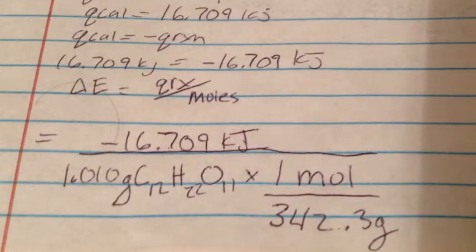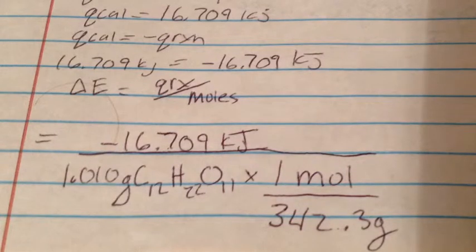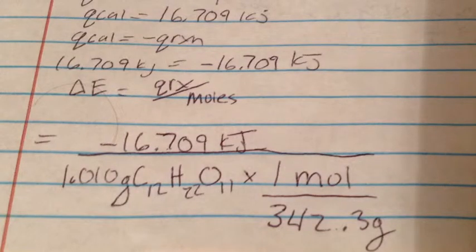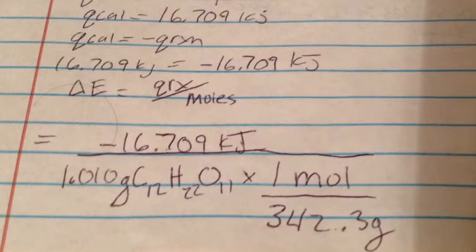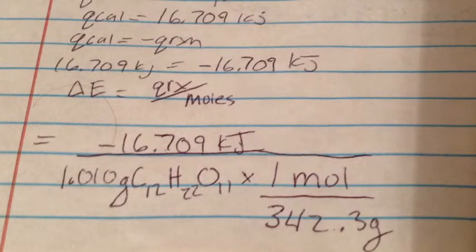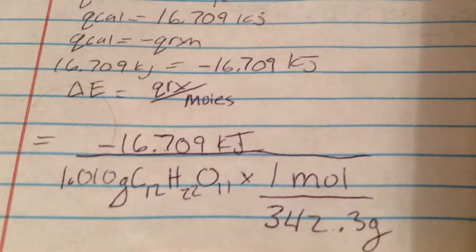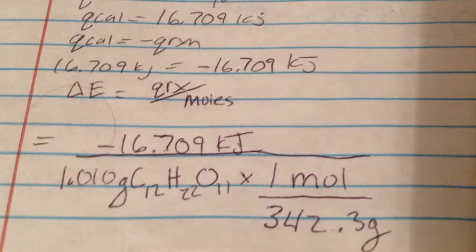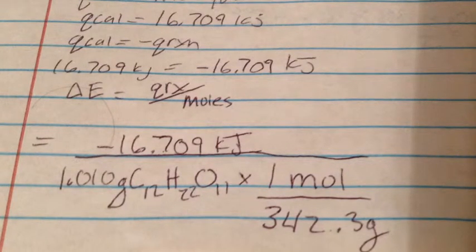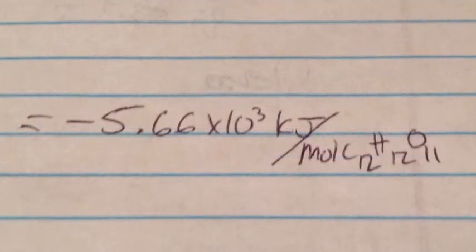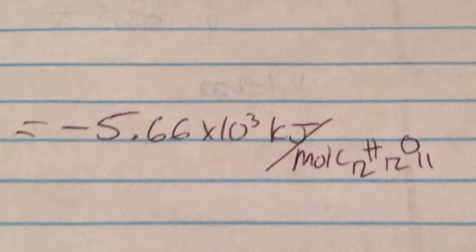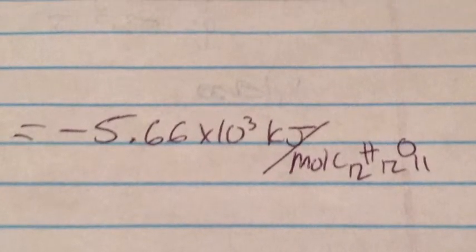Now to find delta E, we must put Q reaction over the number of moles used in the problem. The Q reaction that we just solved for, we will put on the top of the equation. To find the number of moles used, we will times the 1.010 grams that was given to us in the equation times the molar mass of the substance at 1 mole. You find this atomic mass by adding up the atomic weight found on the periodic table for each element. So delta E of the reaction is equal to negative 5.66 times 10 to the third kilojoules over moles of C12H22O11.